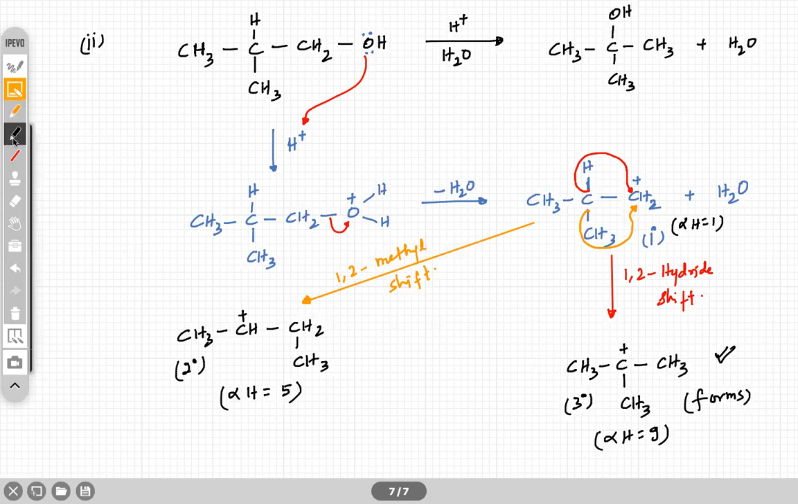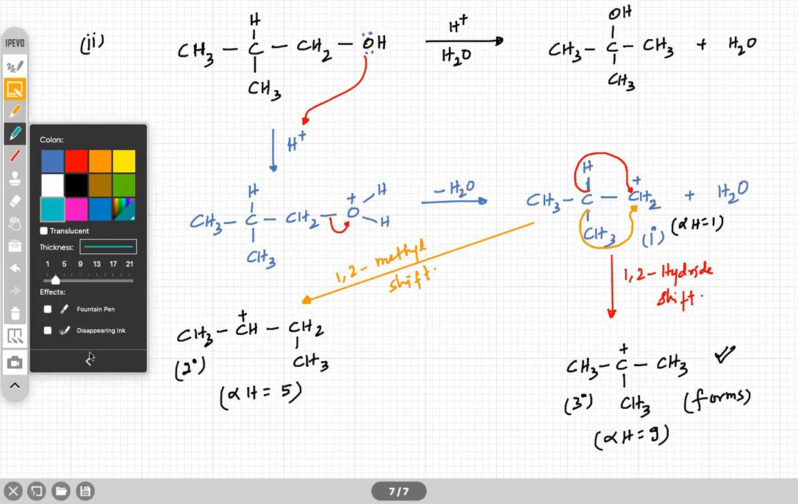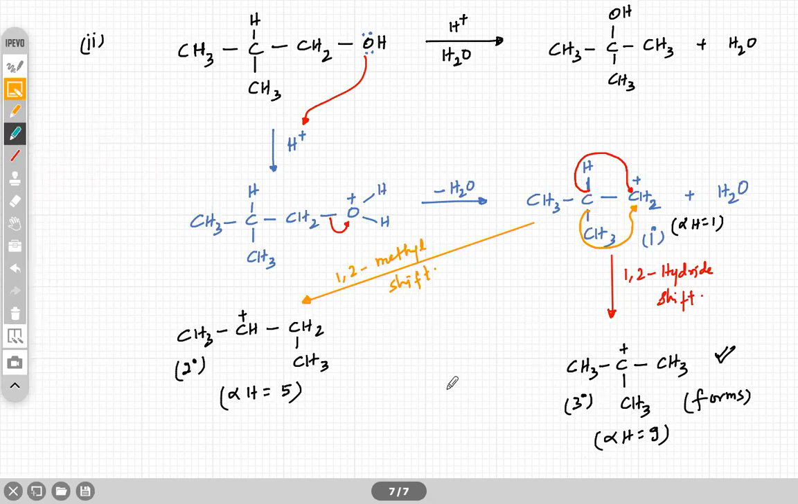Okay, so I have just written here to make you understand the stability of the two, right? So this is not possible in this one. We won't do this. This is more stable. So hydrogen will shift here and we'll get this carbocation.